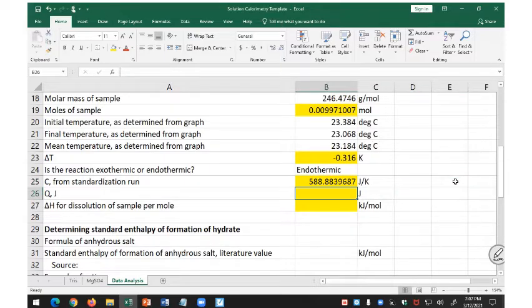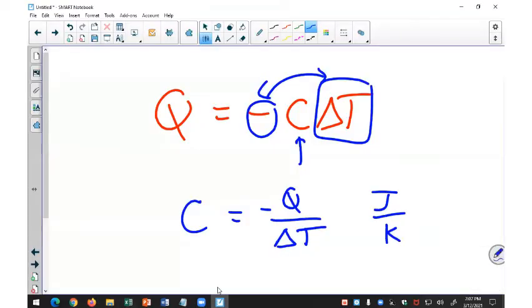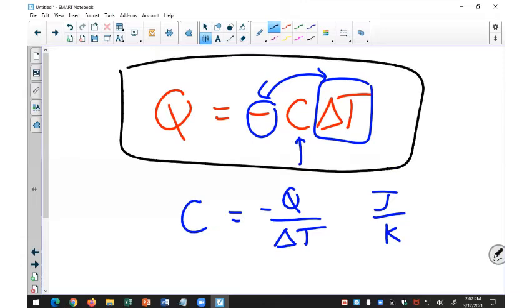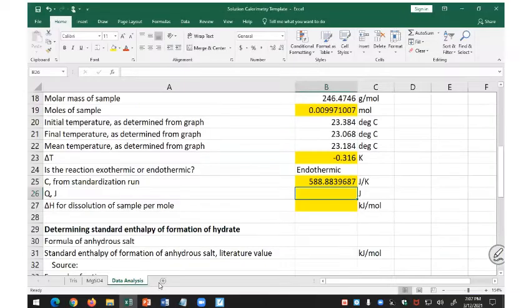So what's Q for this reaction, this unknown reaction that you did? It's just minus C. So for your unknown run, Q is just minus C times delta T. So what we put here is equal to minus C times your delta T, which is this one. And if it's an endothermic reaction, it should be a positive number, 186 joules.